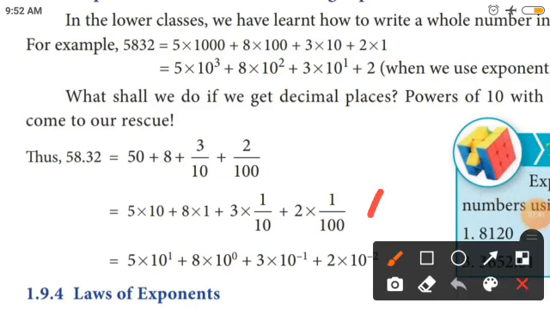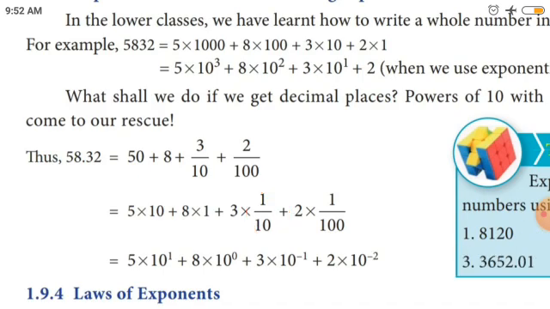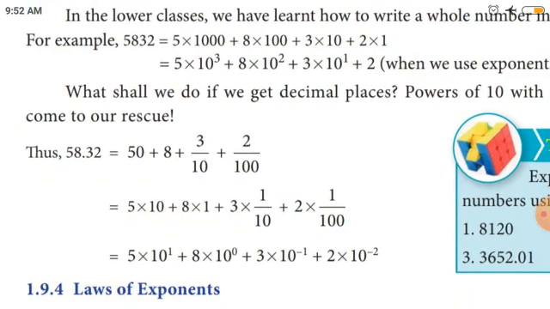Next one, 5 into 10 power 1 plus 8 into 10 power 0, anything power 0 is 1, plus 3 into 10 power minus 1 plus 2 into 10 power minus 2.